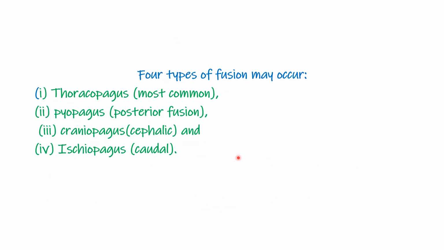So for the types of fusion in Siamese twins, you can have the thoracopagus, where you have the thorax fusing, pygopagus, where you have the posterior fusing, craniopagus, where you have the cranium, that is the head fusing, and ischiopagus, just like ischium, where you have the pelvis fusing.